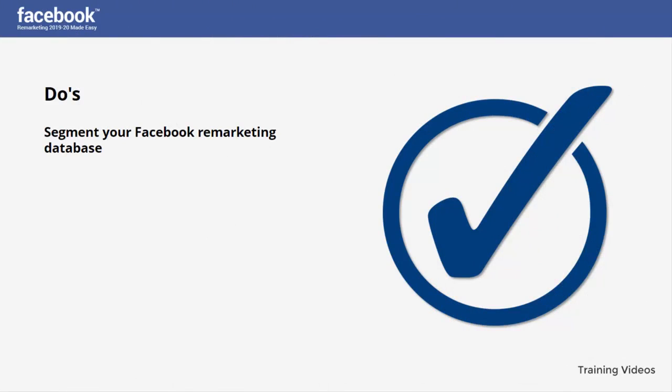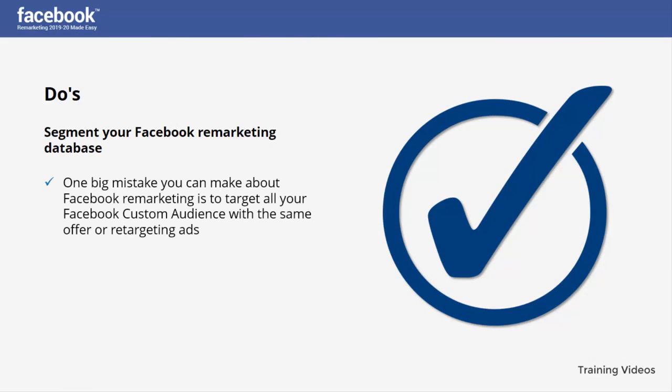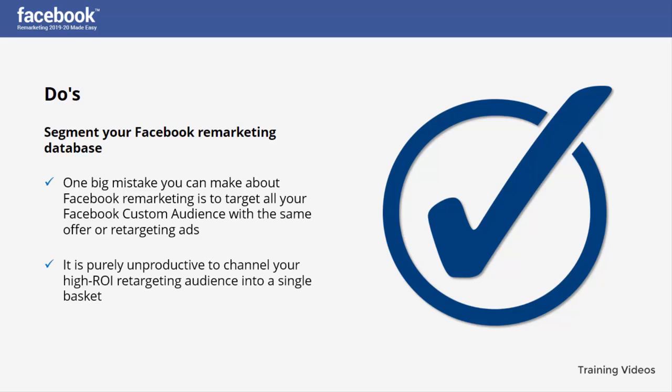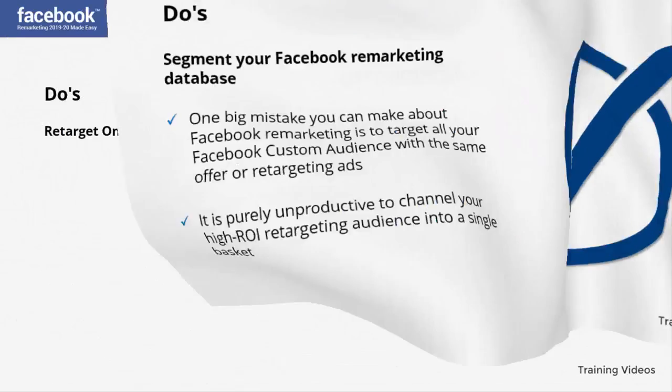Segment your Facebook remarketing database. One big mistake you can make about Facebook remarketing is to target all your Facebook custom audience with the same offer or retargeting ads. It is purely unproductive to channel your high ROI retargeting audience into a single basket. To run an effective retargeting campaign, you need to segment your audience, refresh your data frequently, plus offer ads that match the interests of the new remarketing segments.